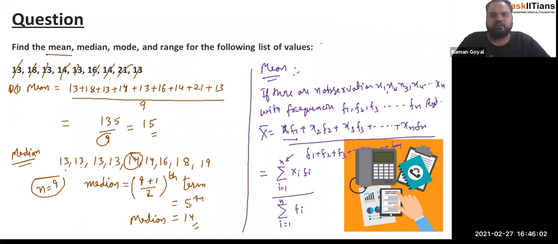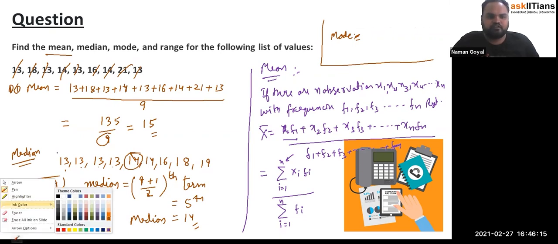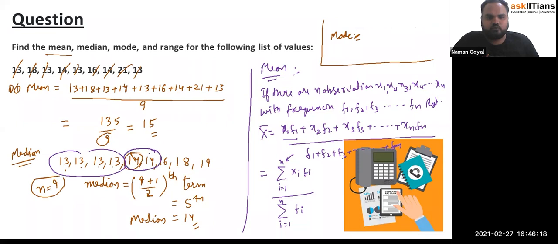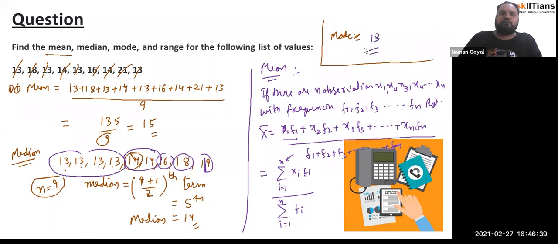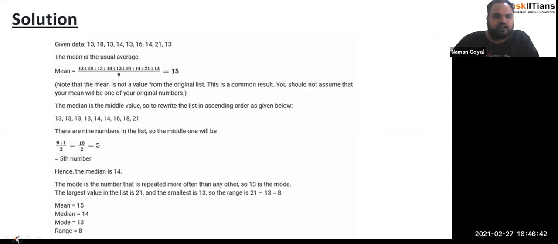Now mode is what? I can do the mode here, okay? For mode, if you see in this data, 13 comes 4 times, 14 comes 2 times, 16 1 time, 18 1 time, and 21 1 time. So as I told you, the number whose frequency is larger, meaning which comes the most number of times, right? So 13 comes more, right? So the answer will be 13 only. So the mode for this particular data is what? 13.